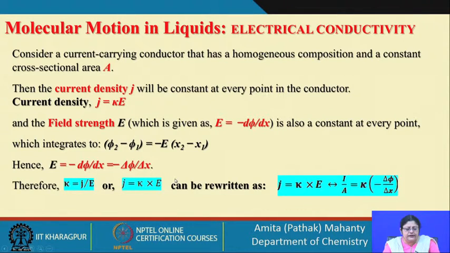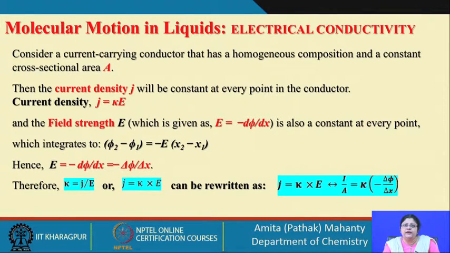Consider an electric current carrying conductor that has a homogeneous composition and a constant cross section area. We are looking into an electrical conductor, a current carrying conductor that has a homogeneous composition and a uniform cross section of say A. Okay. So, the current density J will be a constant at every point of the conductor. And the current density is what? We have done this before. The current density is nothing but the conductivity into the electric field existing.